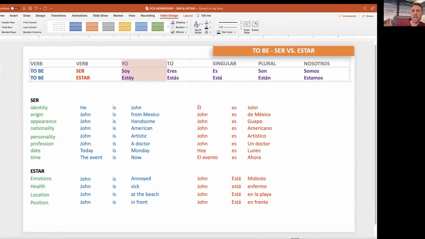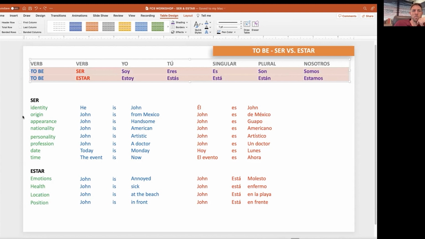So yo estoy, I am. Tú estás, you are. My friend is, mi amigo está. My friends are, mis amigos están, and we are, nosotros estamos. Okay, so you've got this, all right? Ser and estar. So ser is a little different because it's totally irregular. So it's yo soy, I am. Tú eres, you are. Mi amigo es, my friend is. Mis amigos son, and we are, nosotros somos. So you have ser conjugation and estar conjugation.